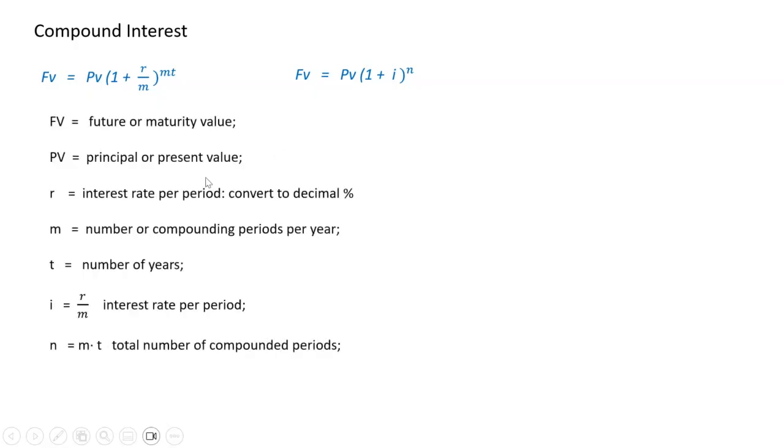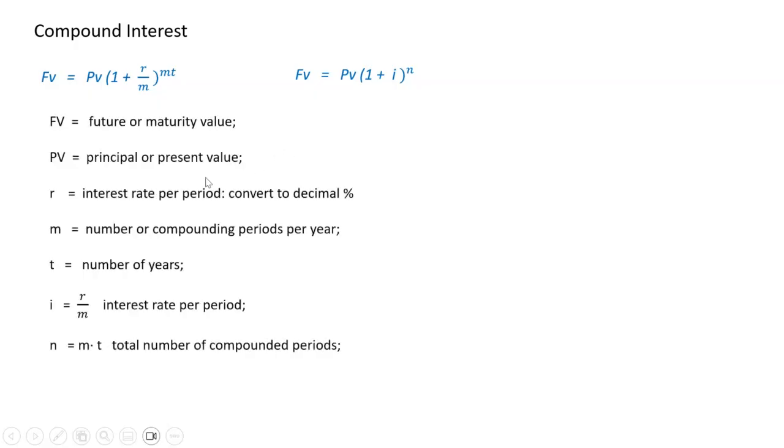Now comes different types of formulas. Compound interest. For compound interest, you can use this formula or this one on the right. I believe the one on the right is much more student friendly, but these are the same formulas. My FV is the same thing as over here on the right, and my PV is also in the same place. The difference is R divided by M is going to be my I, and my M times T is going to be my N. That's the only difference.